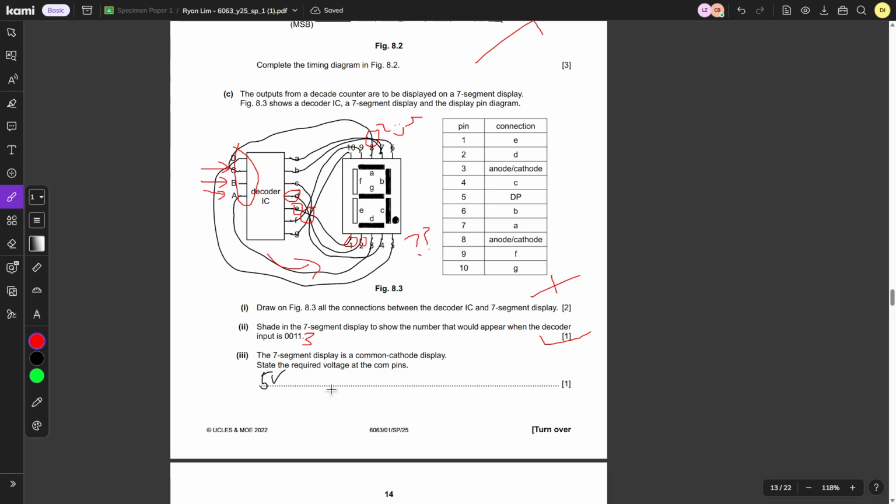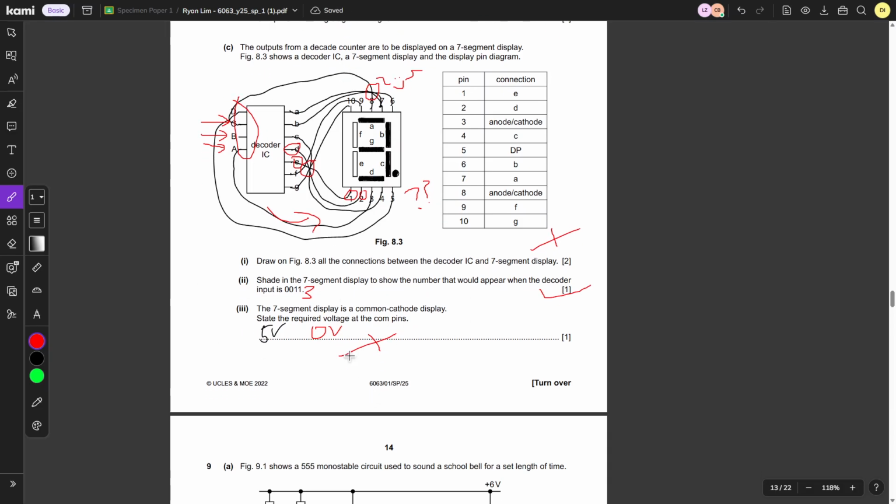Are you sure about that? I just opened Instagram on my phone. Are you sure about that? Yeah, you're wrong. It's 0 volts. I knew something was weird.